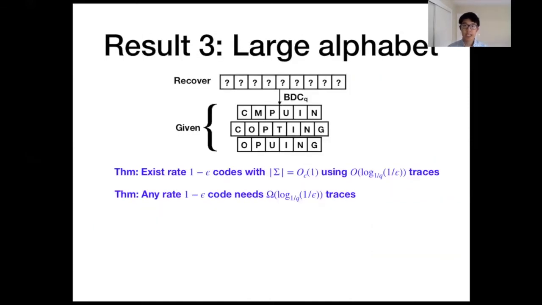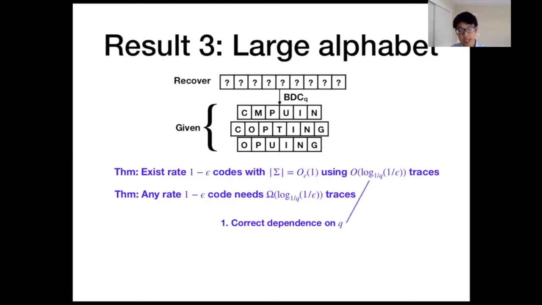So now I'll tell you about our last pair of results, which handles trace reconstruction over larger alphabets. You can define the trace reconstruction problem over any alphabet. And in this setting, we show that there exist rate 1 minus epsilon codes using log 1 over epsilon traces if your alphabet is a sufficiently large constant. And furthermore, we show that this is tight, that log 1 over epsilon traces are necessary.